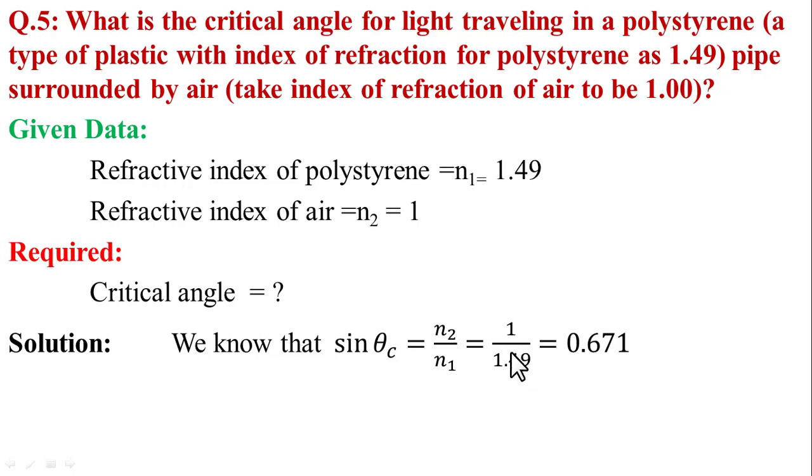Now putting the value, sin theta c is equal to 1 upon 1.49. Now 1 divided by 1.49 is equal to 0.671. Here sin theta c moves to the other side, it will be the sine inverse. This implies that theta c is equal to sine inverse of 0.671. Now taking the sine inverse of 0.671 is equal to 42.2 degree.